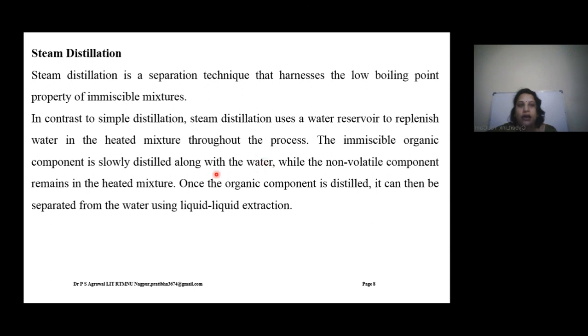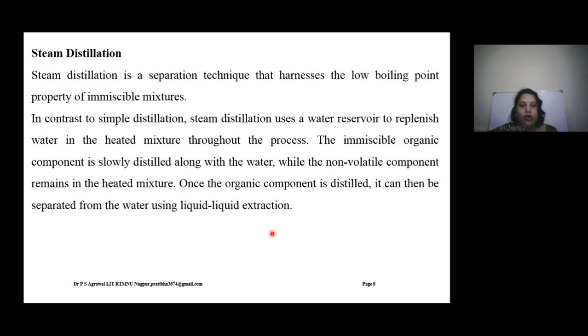The gaseous mixture travels upward to a condenser, which condenses the vapor back to liquid so that it can be collected. In contrast to simple distillation, steam distillation uses a water reservoir to replenish water in the heated mixture throughout the process. The immiscible organic component is slowly distilled along with the water, while the non-volatile component remains in the heated mixture. Once the organic component is distilled, it can be separated. In an immiscible mixture, where the components form a heterogeneous mixture, the vapor pressure of each component contributes independently to the total vapor pressure.